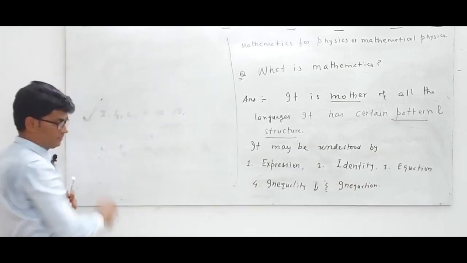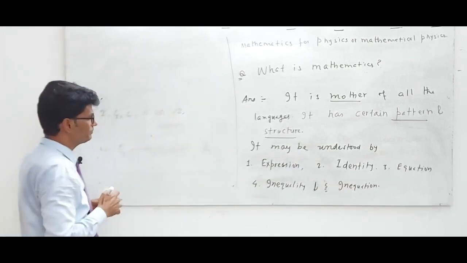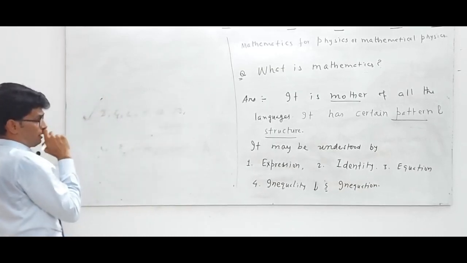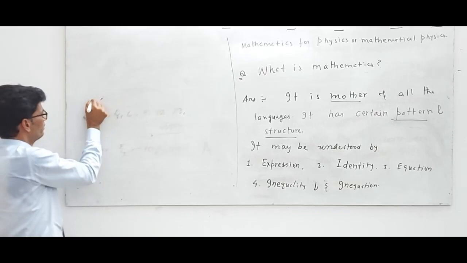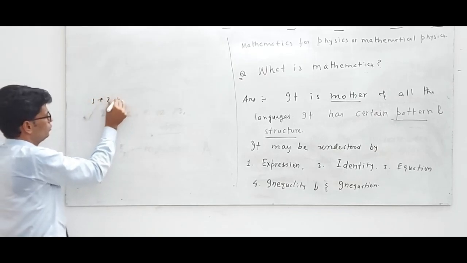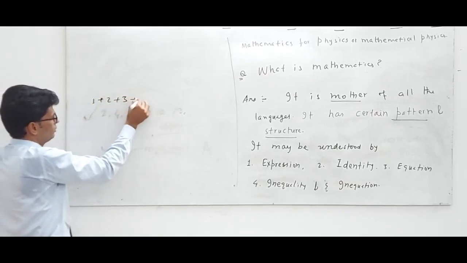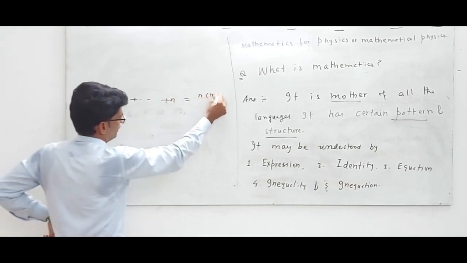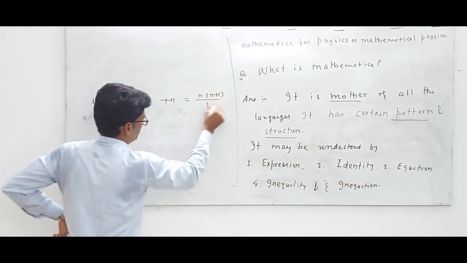What is structure? To understand the structure, look at here. Look at 1 plus 2 plus 3 dot dot dot plus n. This is equal to n into n plus 1 over 2.